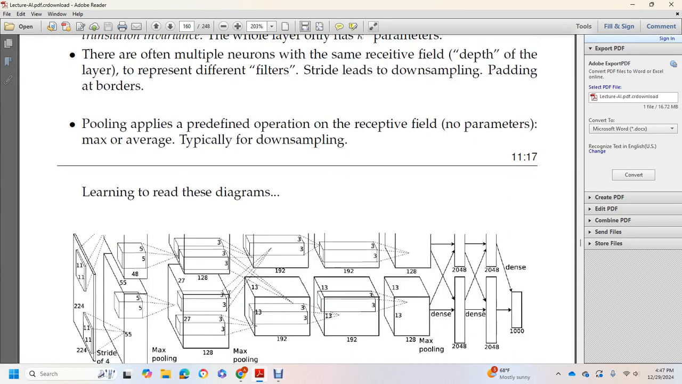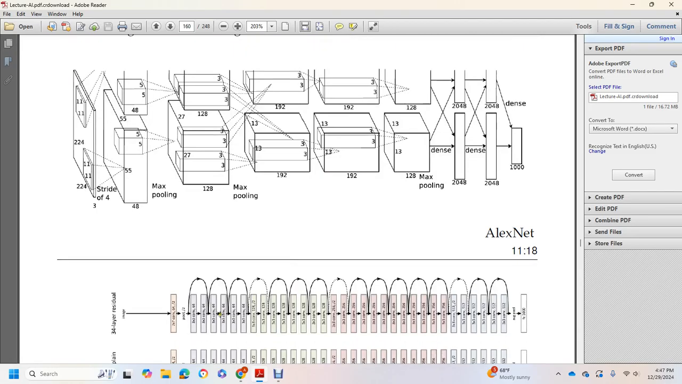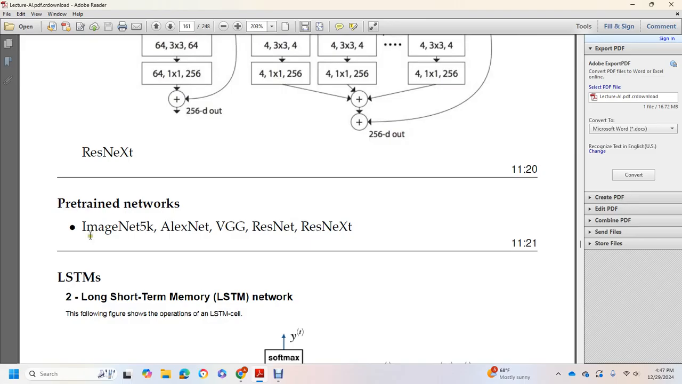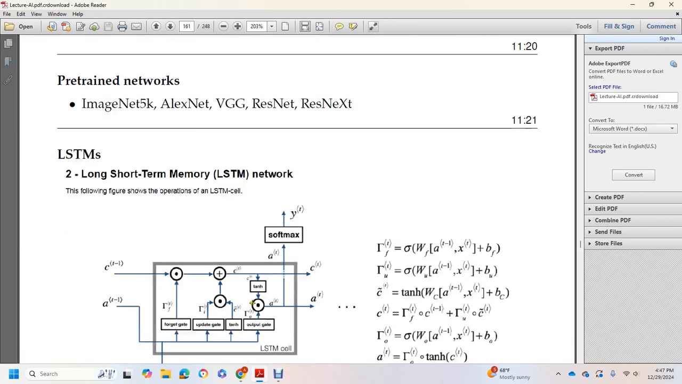Learning to read these diagrams. And then pre-trained networks: ImageNet, AlexNet, VGG, ResNet, ResNeXt, and long short-term memory networks.